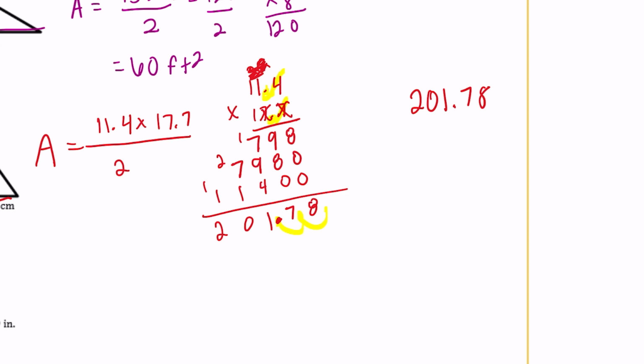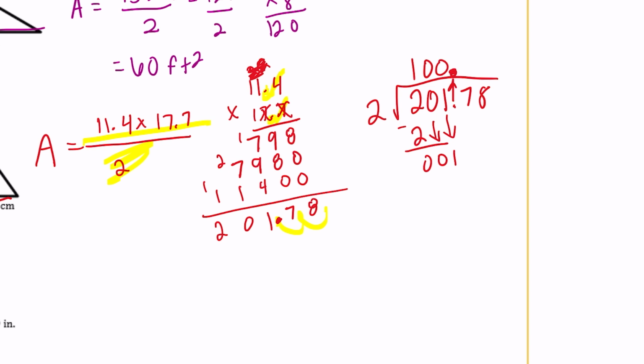But we need to now divide that by 2. So now it's time to divide it by 2. So I'm just going to go ahead and bring up my decimal point. Now I don't have to worry about it anymore. 2 goes into 2 one time. 2 goes into 0, 0 times. So I'm going to bring down another 0. Bring down the 1. 2 goes into 1, 0 times. So I'm going to put another 0 there.